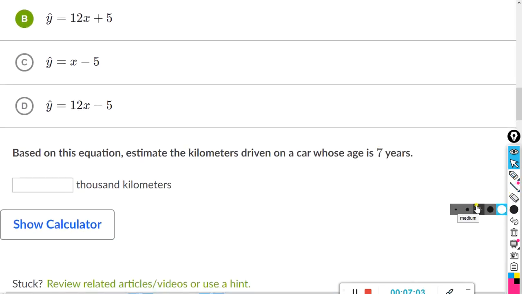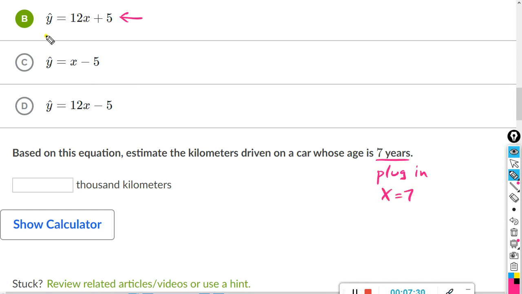Now, make sure you use the equation that you chose. Since we chose answer B, we have to use that one. You can't use the slope that you got when you made your calculation. It has to be exact. So for 7 years, we're going to plug in x equals 7.